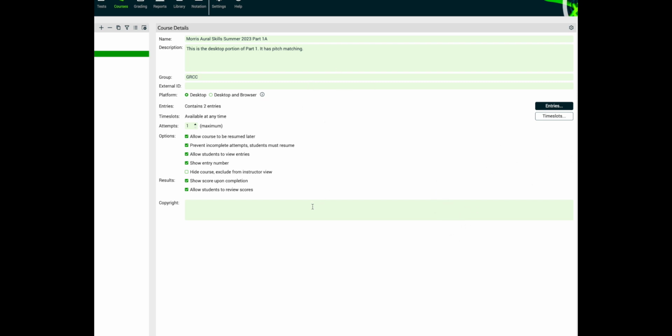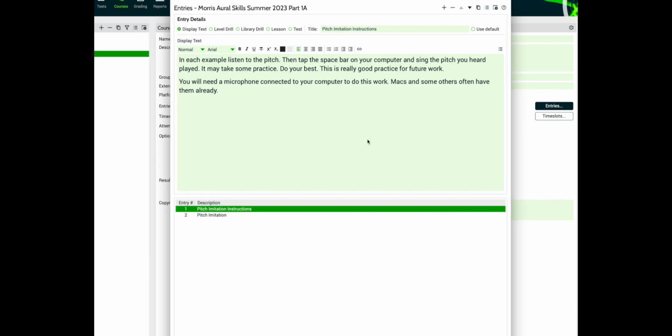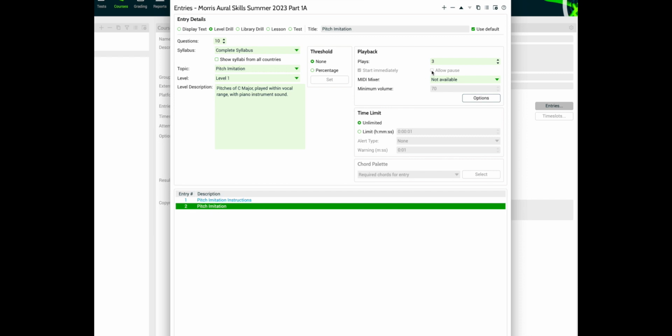So on this one, you're actually going to match the pitch. So you have to have a microphone hooked up to your computer for sure to do this. And this is not too hard, but it's a good skill, I think, for everybody to practice a little bit. So we're going to practice this. All right, so let's try pitch imitation. Here we go.